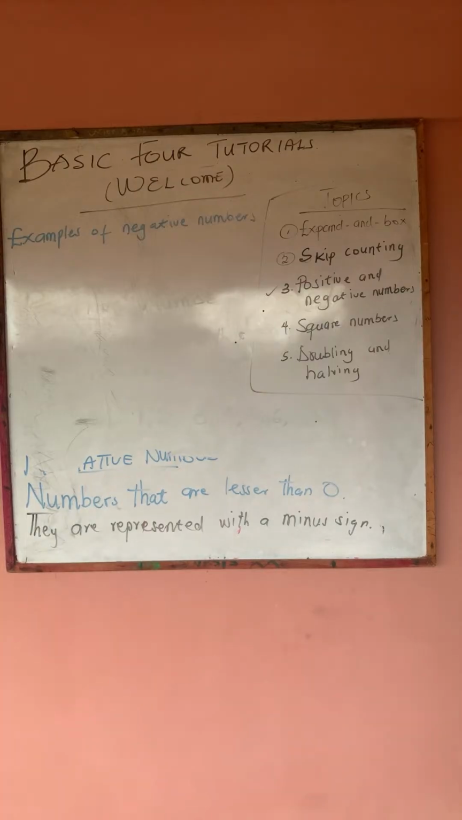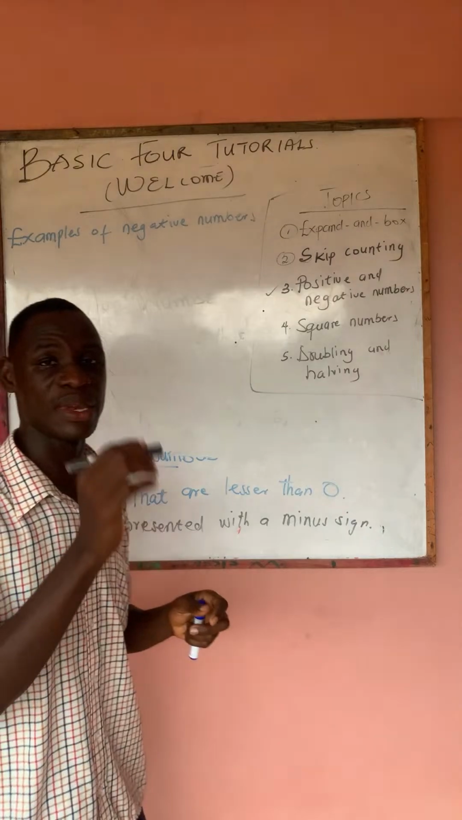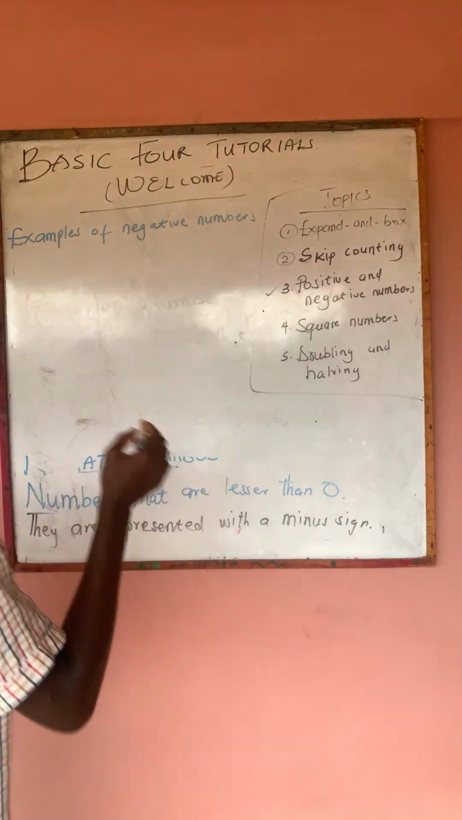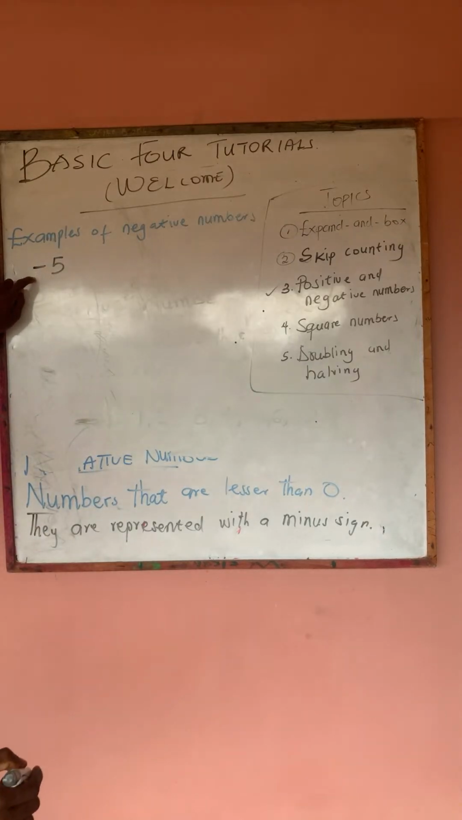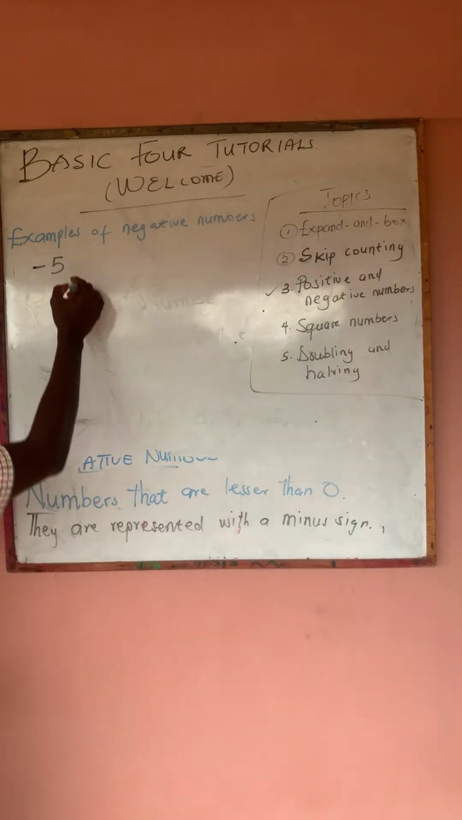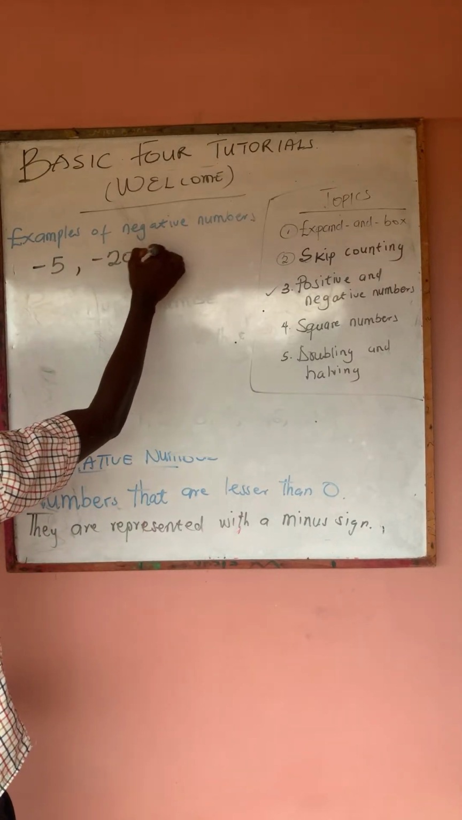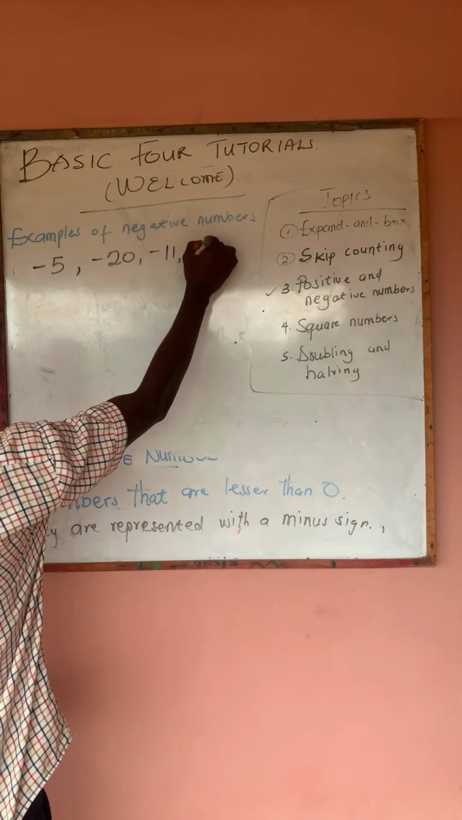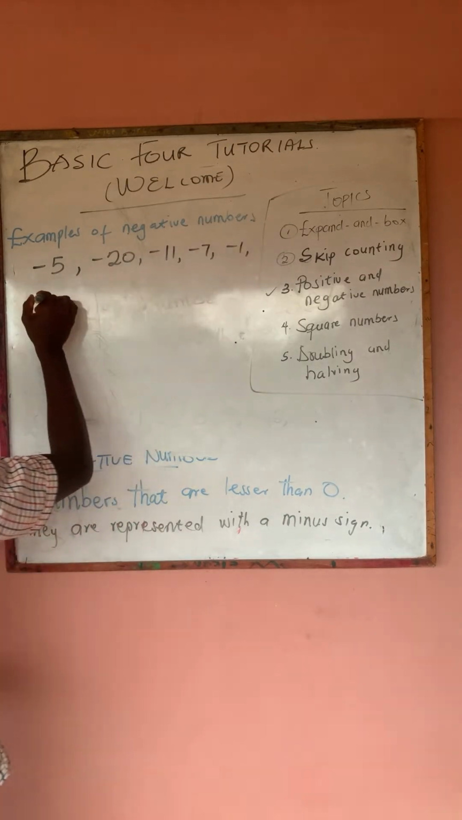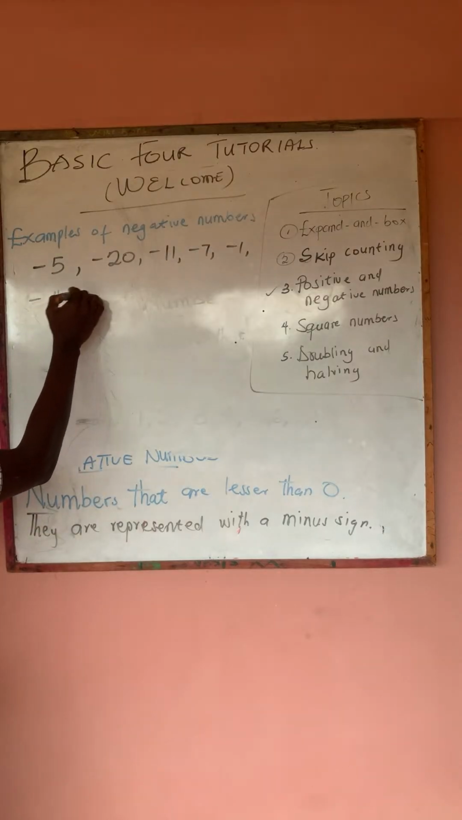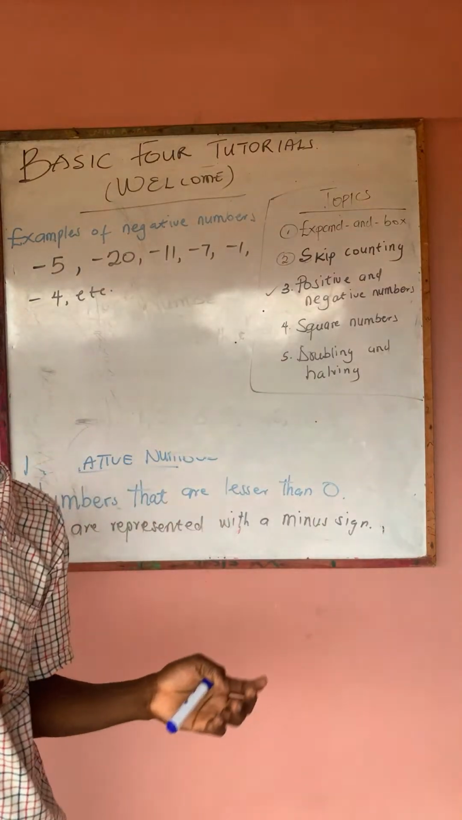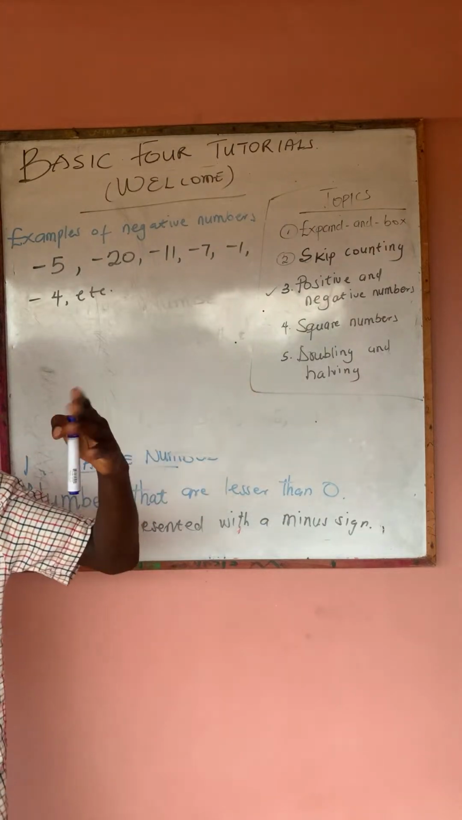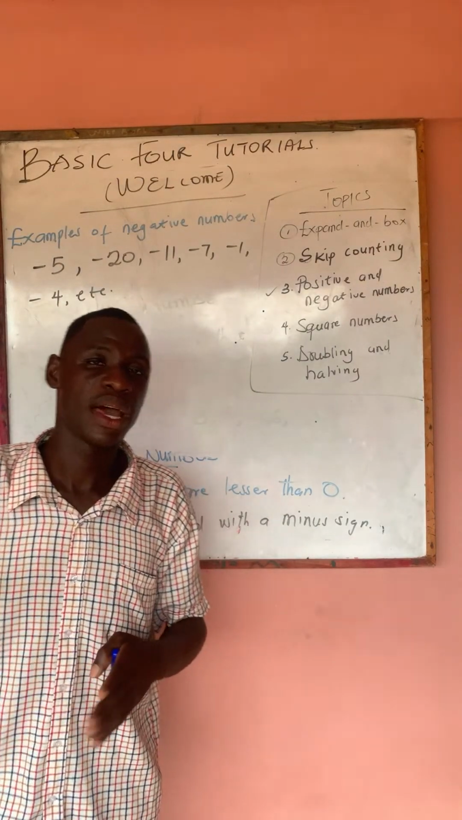Thank you. All right, so let's write some examples. We said that we write negative numbers with a minus sign in front of the number. Let's talk about -5. It's written this way. So this sign shows negativity. Another one, maybe -20, -11, -7, -1, -4, etc. So negative numbers also go on to infinity. It goes on and on from -1 down to negative infinity, and they are also endless.